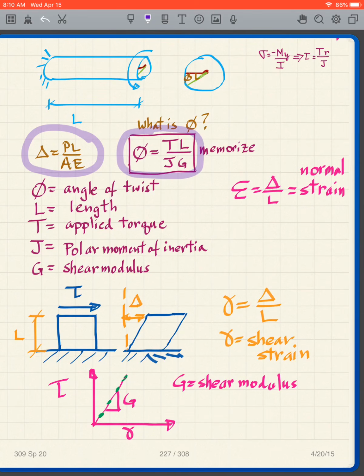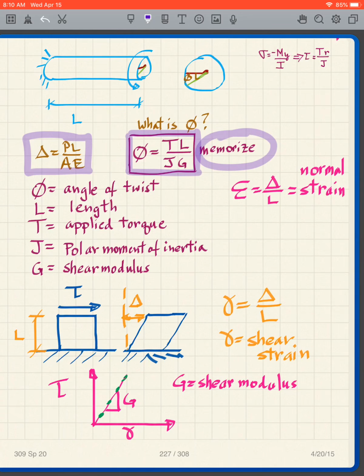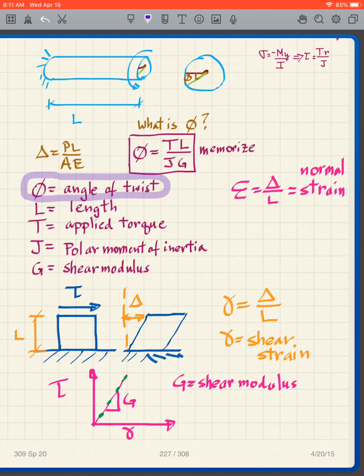So these two equations in a sense are similar. I get delta is equal to PL over AE. In torsion, we end up with phi is equal to TL over JG. This is the one I want you to memorize. Phi is equal to TL over JG. Now, what are all the terms there? Phi is the angle of twist.